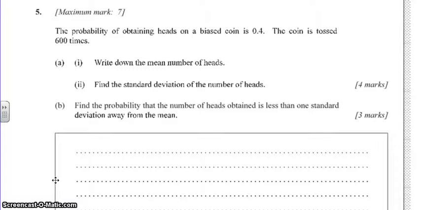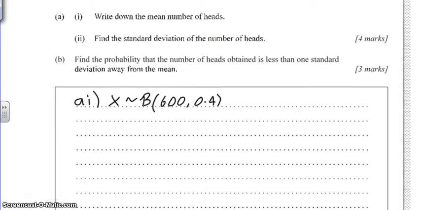So the first thing we need to do is recognize that this is a binomial distribution. Actually, you could easily just do 0.4 times 600, but it's better if you recognize a binomial distribution somehow. You could even write down, if you wanted to, X is distributed binomially with n, p, so 600 and 0.4. That is how you would say it's a binomial distribution.